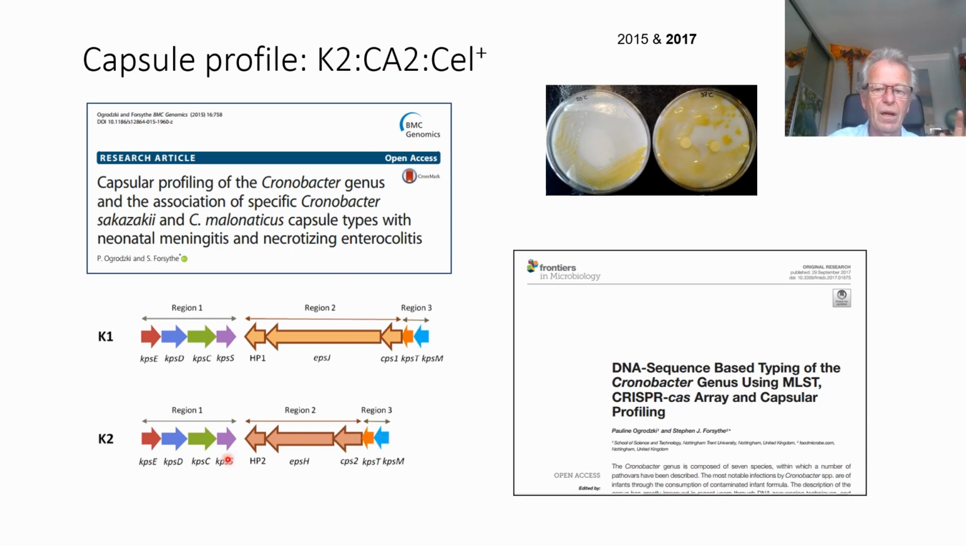the K antigen, region 2 is very different to region 2 of the majority of strains. Majority of strains have K1 antigen. CA2 is colanic acid, and cell is the production of cellulose. So where are we?